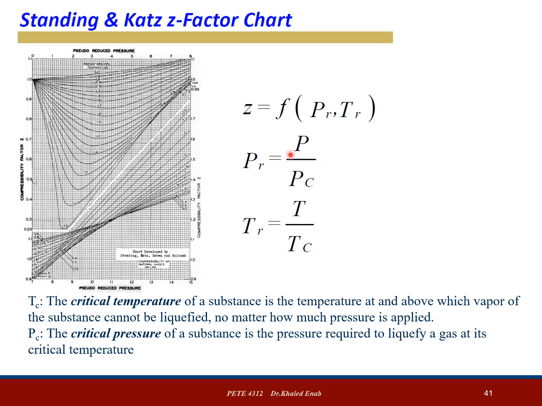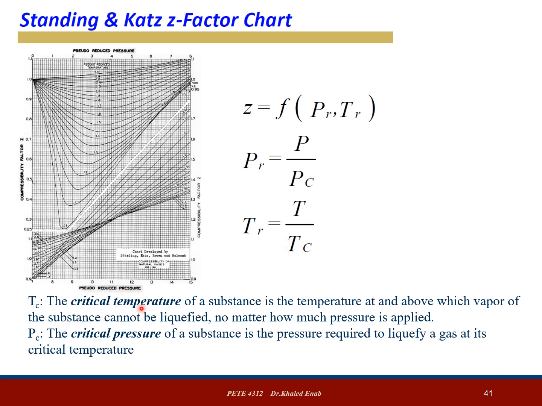Reduced pressure equals the pressure divided by the critical pressure. So at higher pressure, relative to your critical pressure, you get a higher PR, and higher temperature gives a higher TR, and so on. So you do the calculation. But what's PC and what's TC? Those are constants. PC is the critical pressure, which is constant. TC is the critical temperature, which is constant.